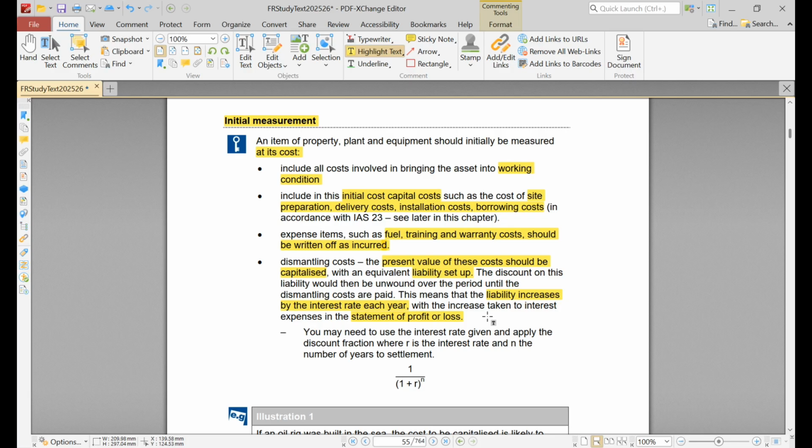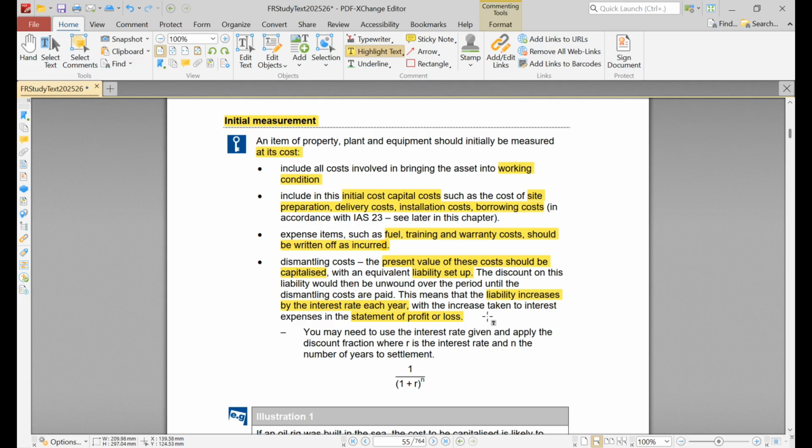Dismantling costs are basically the cost that would be paid towards the end, when the asset has been totally used. When you pay the dismantling cost, you need to find the present value of the dismantling cost. Let's suppose in 10 years the dismantling cost would be incurred. Now you need to find what is the cost of that in today's date.